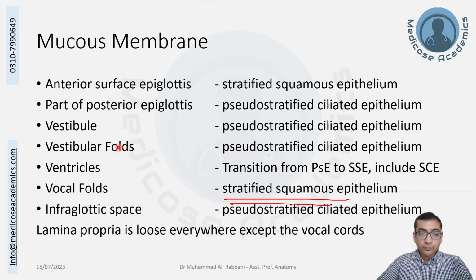On top of it, the vestibular folds are pseudostratified and the vocal folds are stratified squamous. There is a transition as we go from pseudostratified to stratified squamous. This includes stratified columnar and cuboidal epithelium. And the infraglottic space changes back to the pseudostratified ciliated columnar epithelium, and there is again a little transition phase as we move down.